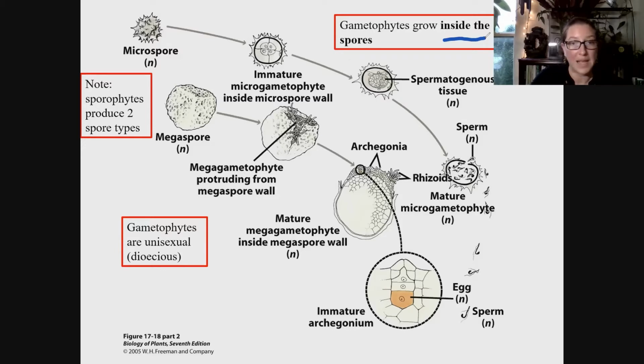Inside the megaspore, you'll have the female gametophyte. Inside of the microspore, you have the male gametophyte. And because of this, we can say that the gametophytes are dioecious or unisexual, in that they only have one type of sex organ on them.